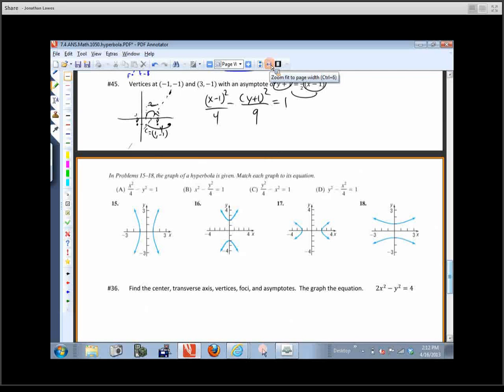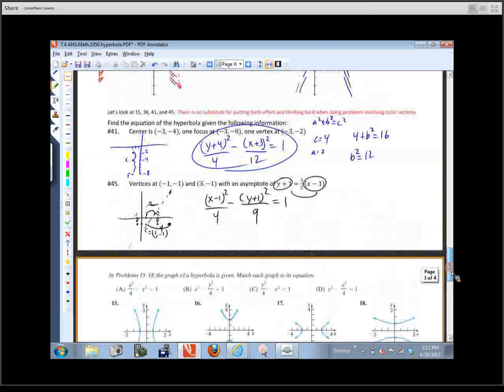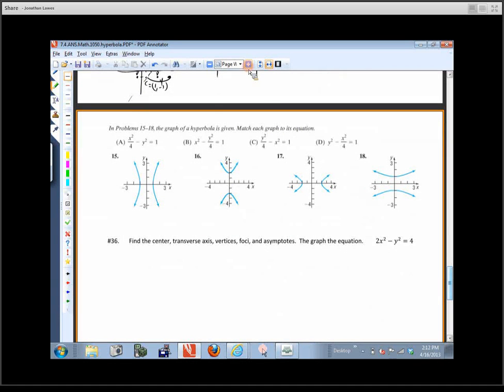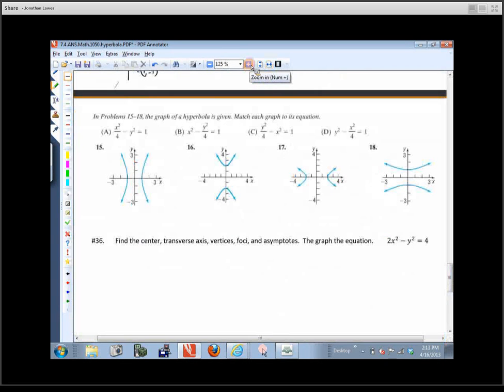Okay, just look at, let's see, what one did I want to do? 15. Look at 15. So I'll make that a little bit larger. It's just a matching thing. Which ones could we cross off immediately? And there are little minus signs here if you can't see them. You can cross off what? Y. Okay. The y is the positive one. It would have to open up or down. In this case, we've got it opening left to right, so it's got to be one of the 2 of those.